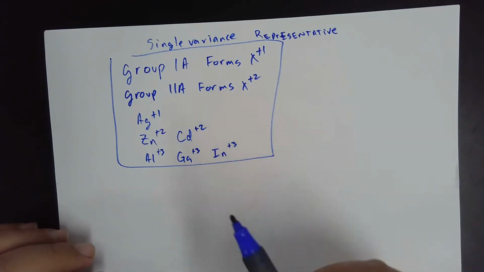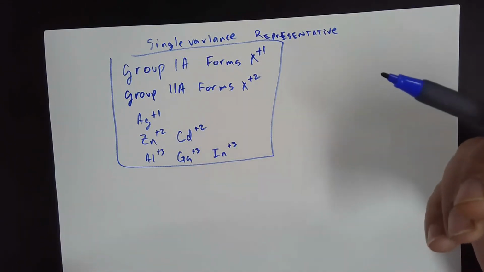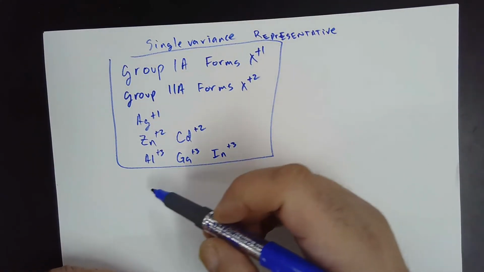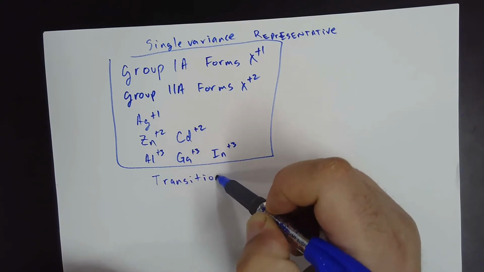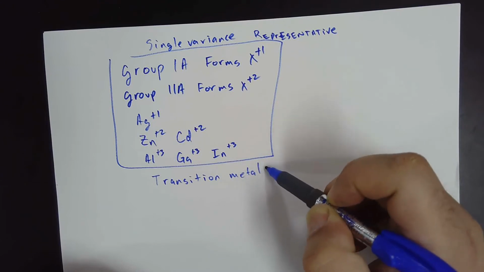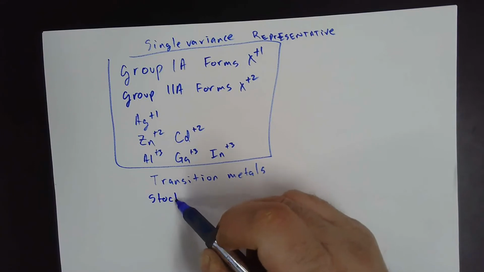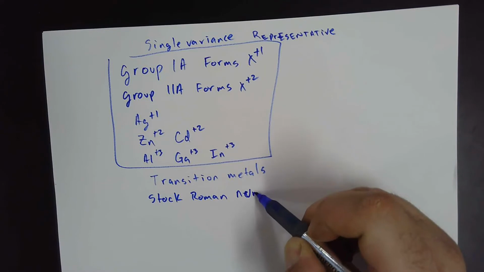Okay? What we need to learn now is the next level. We know that if it starts with a metal, it's going to be an ionic compound. But what if it's one of those metals that we don't know what charge it's going to make? So now we need to learn transition metals. And how do we name them? So a transition metal gets named using the stock Roman numeral system.